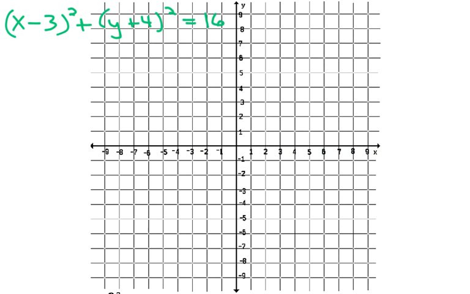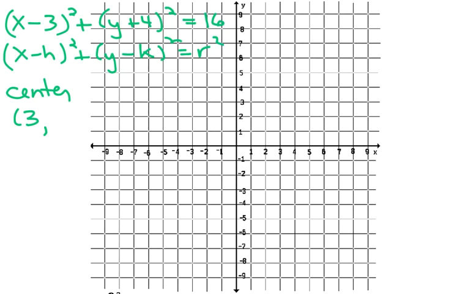Now let's talk about graphing a circle on the rectangular coordinate plane. So if I give you the equation x minus 3 squared plus y plus 4 squared is equal to 16, I'm going to write the general equation underneath of it. H in the center is going to be 3 because 3 is the number in place of h. But I want you to notice that in the general equation it says y minus k, and in the equation it says y plus 4. Well, k is going to be -4.